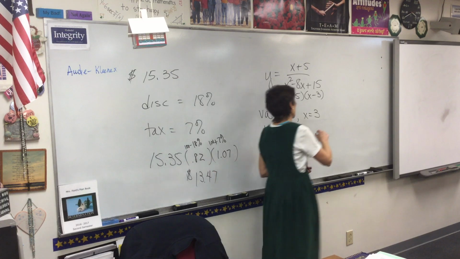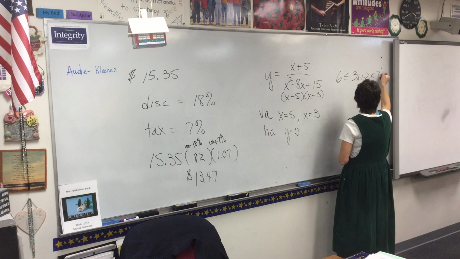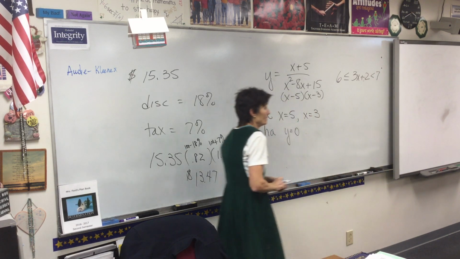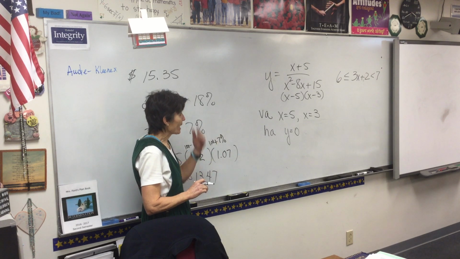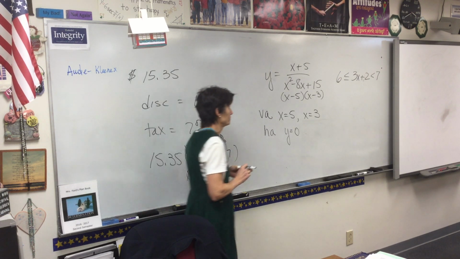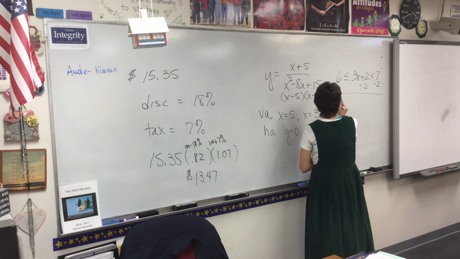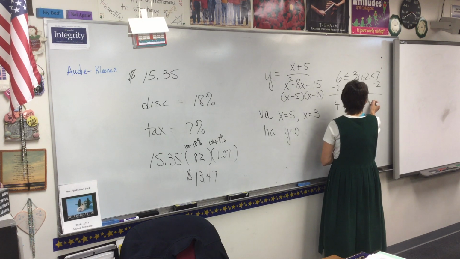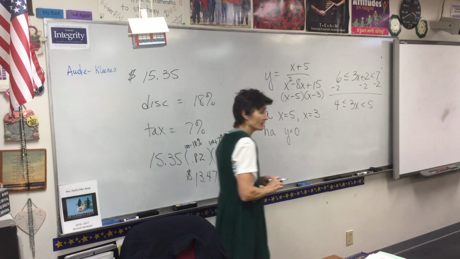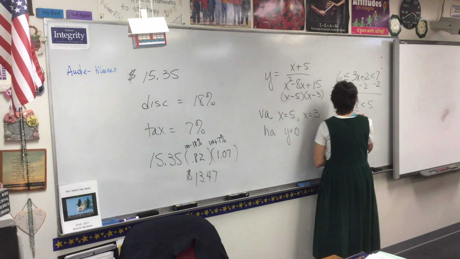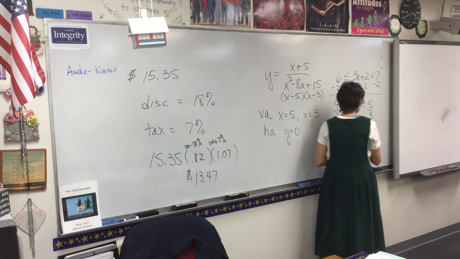So a compound inequality. So 6 is less than or equal to 3x plus 2 is less than 7, something like that. You're just solving for x. So if you want to get x by itself, what do you need to do? Gotta subtract 2. So 4 is less than or equal to 3x is less than 5. Now we divide everything by 3. So 4/3 is less than or equal to x is less than 5/3.